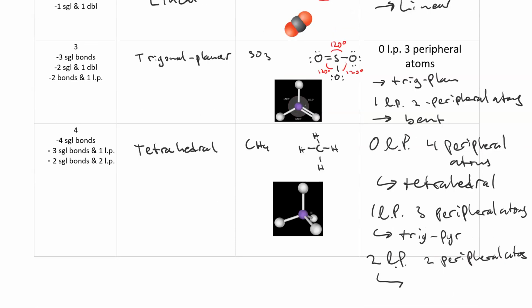If you have 2 lone pairs, that's 2 peripheral atoms, and your molecular shape is bent again, although now the bond angle is closer to 109.5 degrees than it is to 120 degrees, as in the case of the bent molecule with the trigonal planar electron geometry.